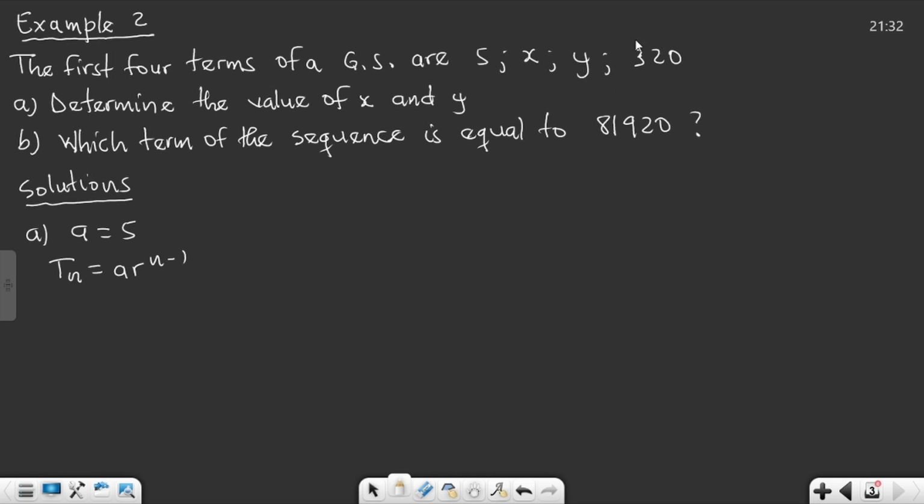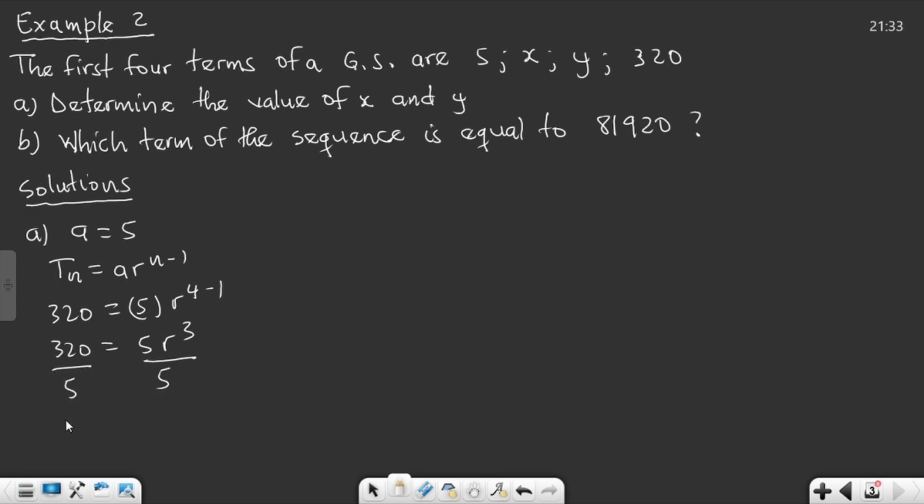So in our case, we can only use 320. So Tn will be replaced with 320. And what is a? The first term, 5. r, we are going to solve for r. And now what is n? n is equal to 4. Can you see that 320 is T4? Because this is T1, T2, T3, T4. So it is the fourth term, and n is equal to 4 minus 1. And we have 320 is equal to 5 times r to the power of 4 minus 1, which is 3. Okay, and you divide by 5 on both sides.